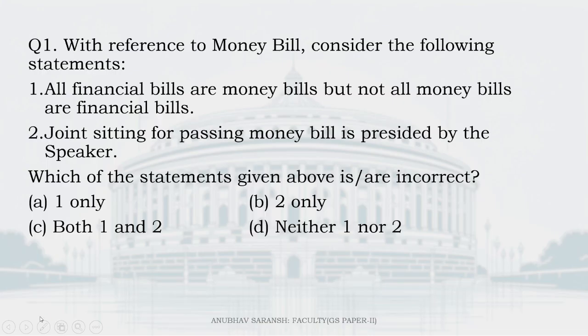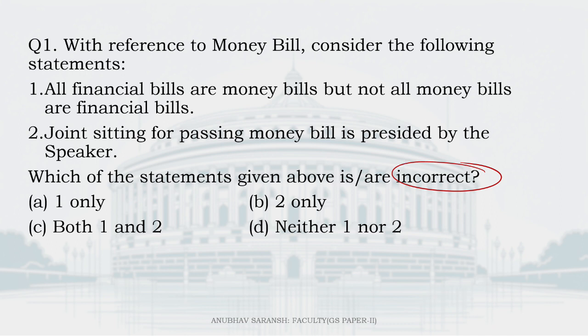Question 1. With reference to money bill, consider the following statements. Number 1, all financial bills are money bills, but not all money bills are financial bills. And number 2, joint sitting for passing money bill is presided by the speaker. Which of the statements given above is or are incorrect?